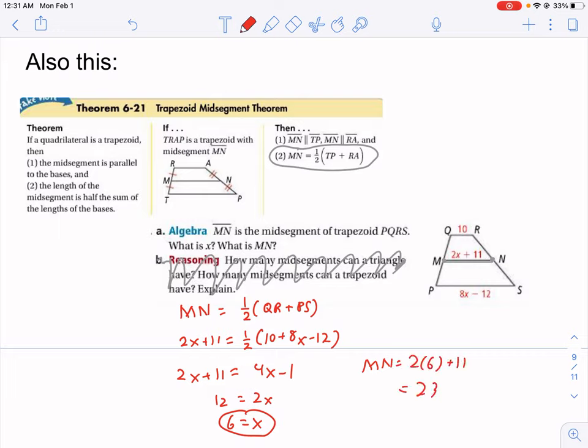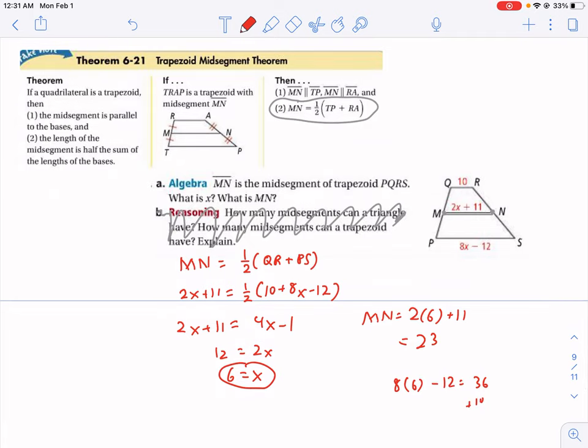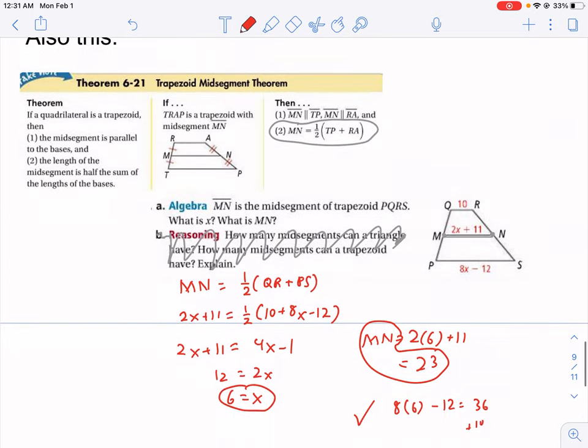Therefore, MN is equal to 23. We could check this if we needed to, because the sum of QR and PS should equal 46. Yep, 36 plus 10 would equal 46. So we did it correctly. Yay! And that's the sort of problems we'll be having with trapezoids.